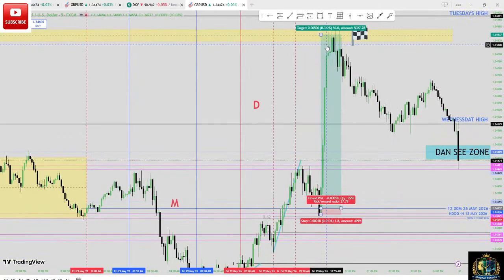What is the main objective? The main objective is to take out Wednesday high and Tuesday's high. But they did not take Tuesday's high, they just stopped at the imbalance on Tuesday.